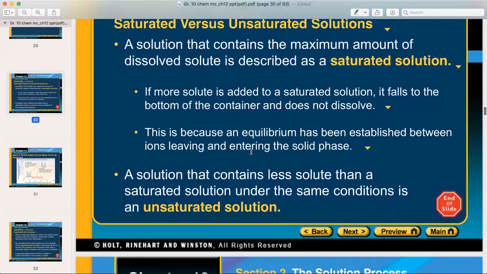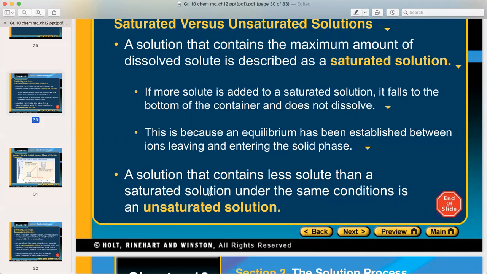Now, what is unsaturated solution? We studied that the maximum amount is the saturated. Now, less than the maximum, whatever the amount dissolved in a solvent, that is known as unsaturated solution. A solution that contains less solute than a saturated solution under the same condition is an unsaturated solution.